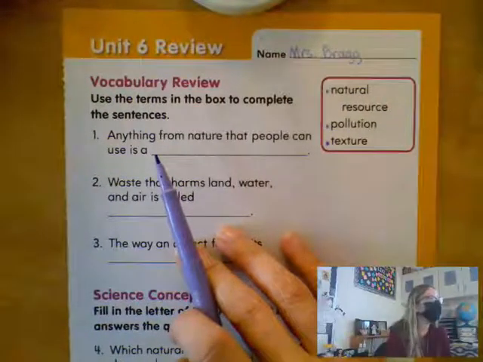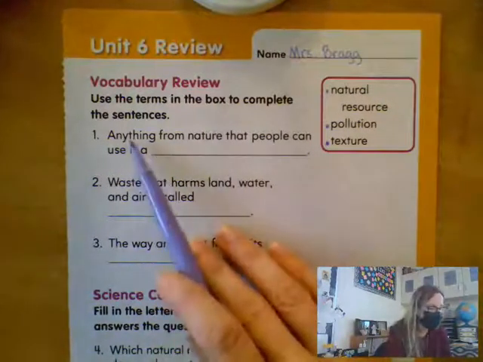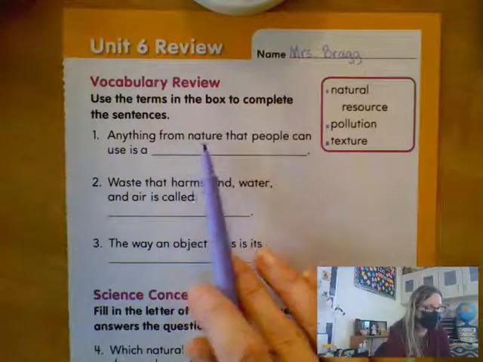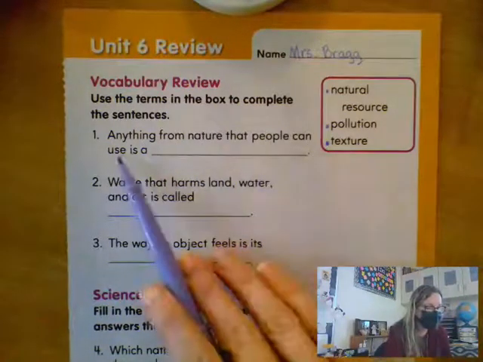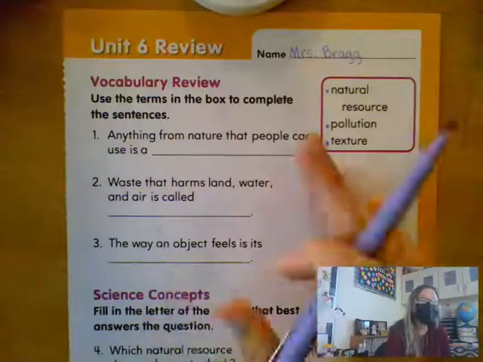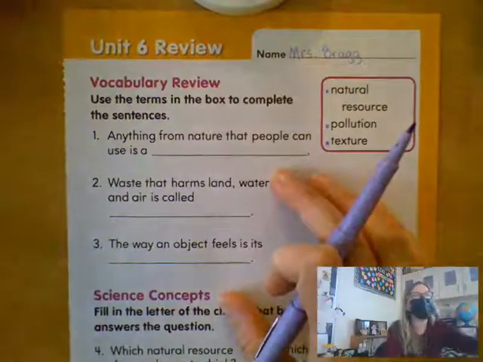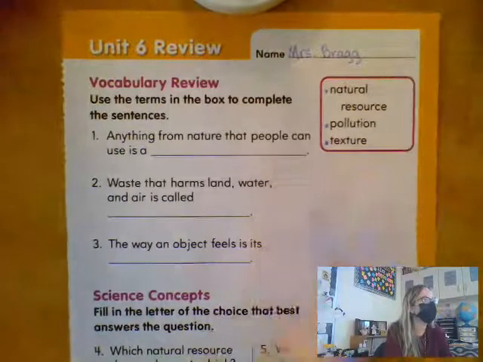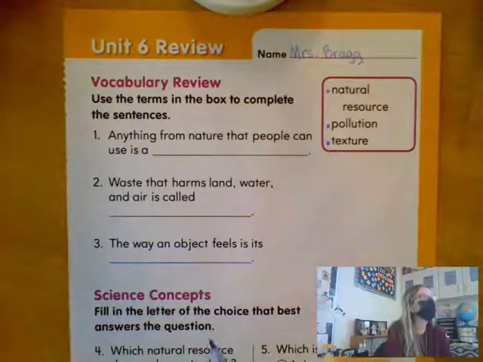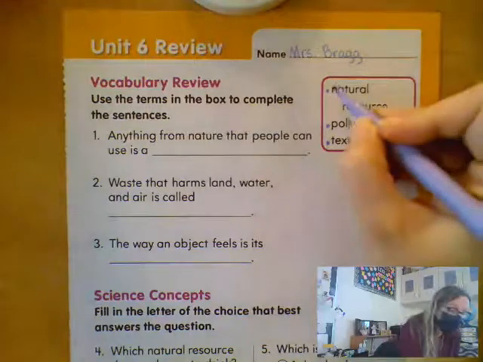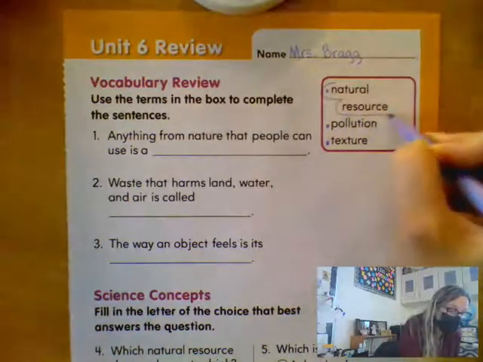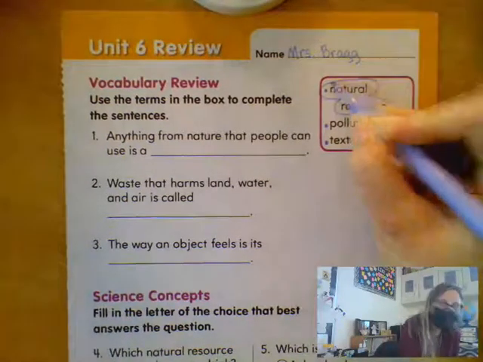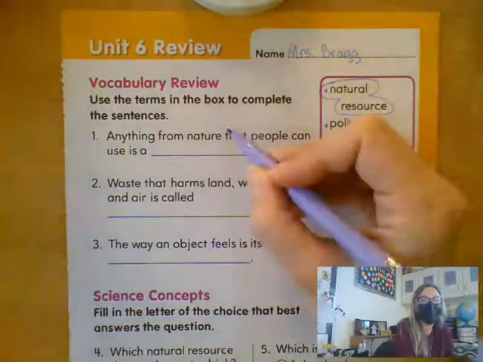All right, so the first sentence, who would like to read it? Go ahead, Mateo, nice and loud so we can all hear you. Anything from nature that people can use is a blank. What is it, Drew? A natural resource.